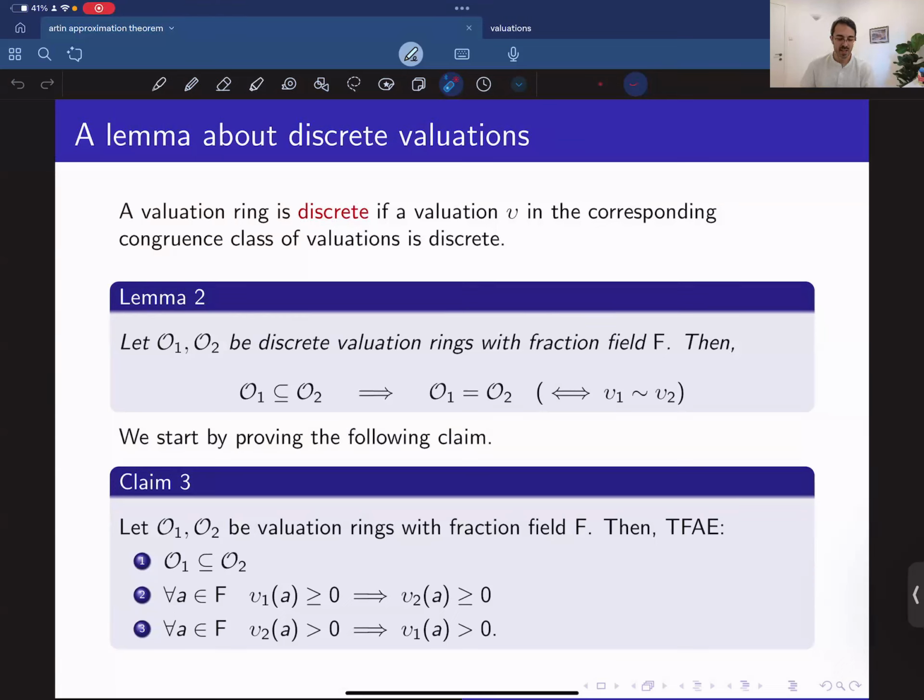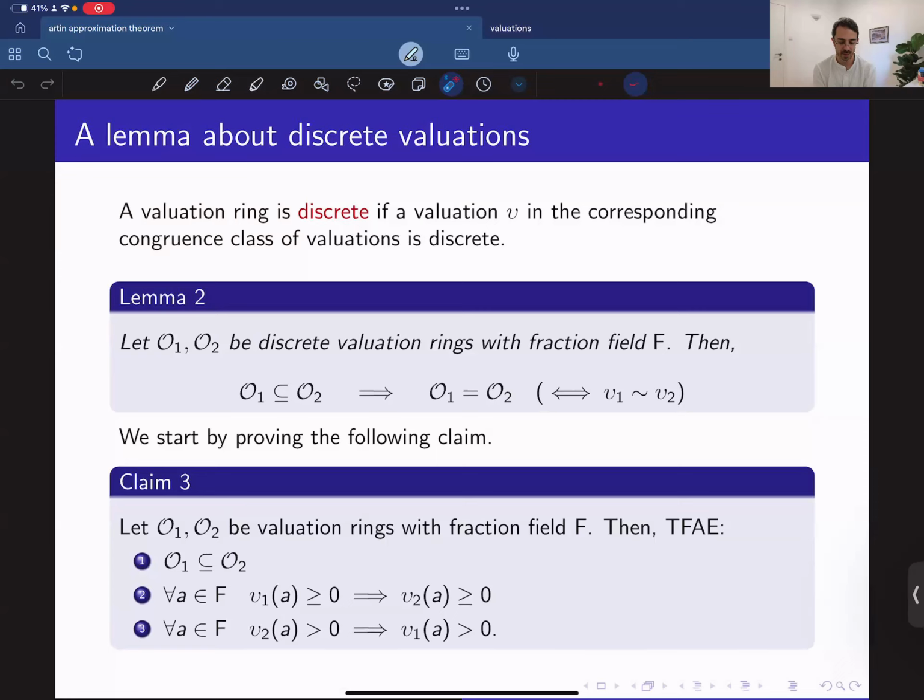Okay, so let's prove this lemma. This lemma will be used in step 1 that we'll see later. And in order to prove the lemma, we need to prove a claim. It's essentially a trivial claim, but it's better to put it aside and then go to prove the lemma. So the claim says the following.